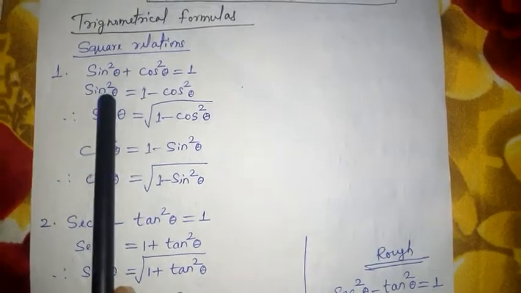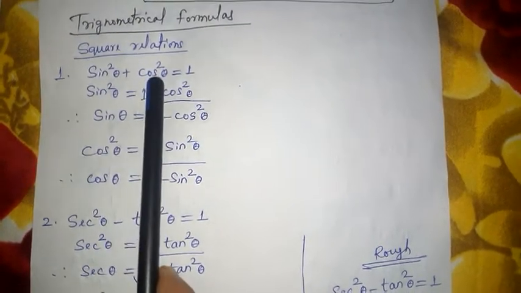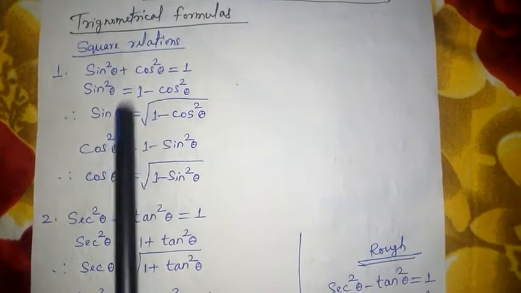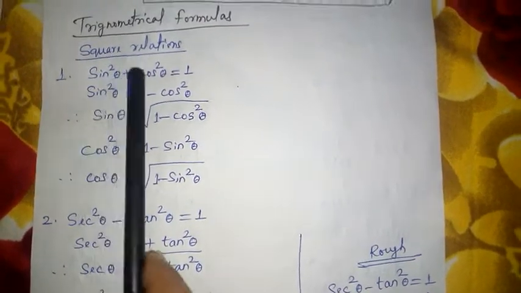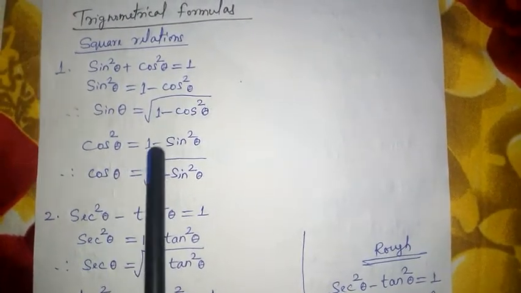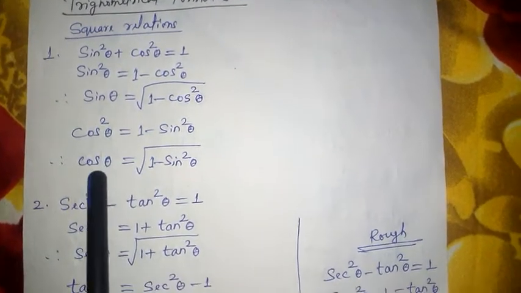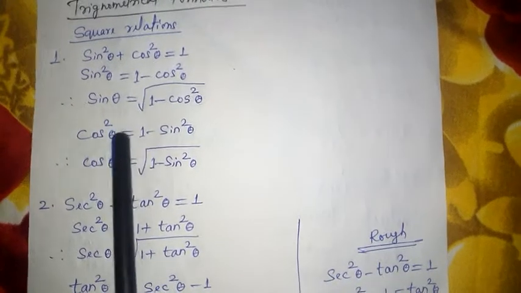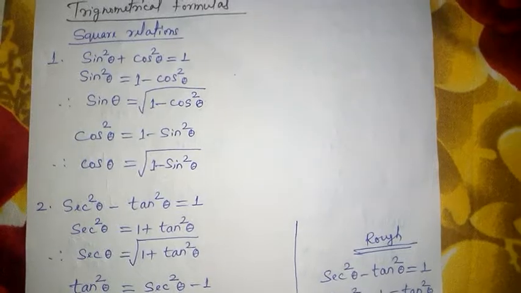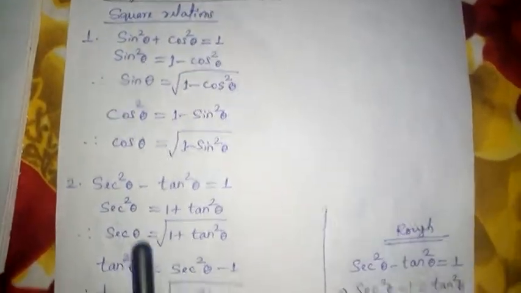Now, the way we made sine square theta alone, make cos square theta alone. In that case, sine square theta will go to the other side and become minus, so cos square theta equals 1 minus sine square theta. And cos theta equals root over 1 minus sine square theta, because if you remove the square you get a root. Same thing, square relation.